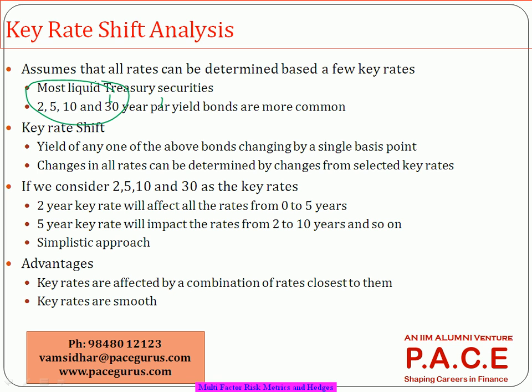A 2-year maturity bond, 5-year, I mean, they are all coupon based bonds. They are not zero coupon bonds. Based on these, I can find out the spot rates. The 2-year spot rate can be found out, the 5-year, 10-year, and 30-year spot rates can very well be found out. And they are generally par yield bonds. They mature at the par value itself. So these are the different kinds of bonds. Probably if there are some other maturities, we can very well consider them, but the most common maturities are these.